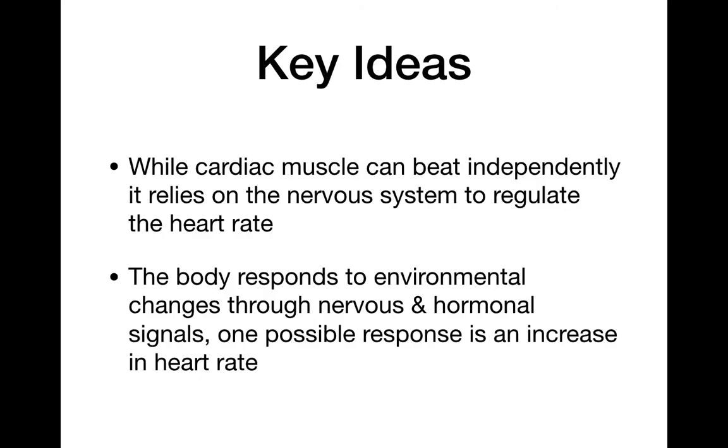Okay, key ideas. While cardiac muscle can contract independently, it relies on the nervous system to regulate its heart rate. The body responds to environmental changes through nervous and hormonal signals. One possible response is an increase in heart rate. So that's basic. You have to know about how the blood system functions, both the heart and the blood vessels. We're going to talk about what can go wrong now.